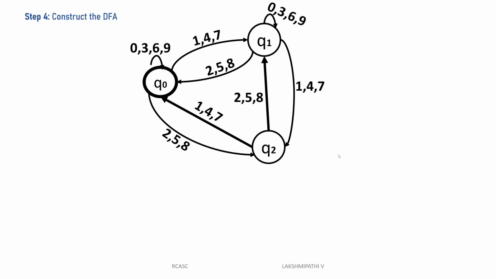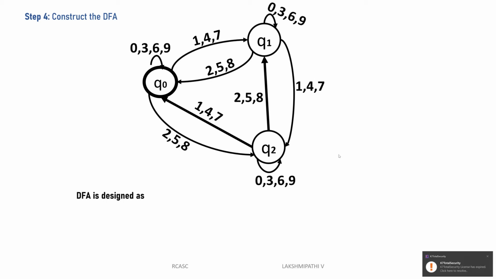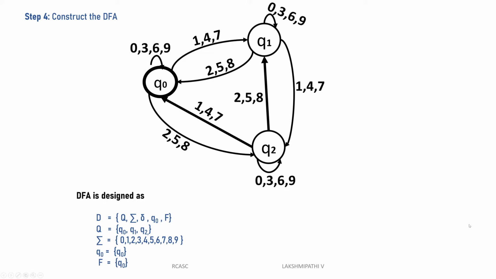Then the DFA can be defined as D equal to (Q, Sigma, delta, q0, F), where Q is equal to q0, q1, q2. Sigma is equal to 0, 1, 2, 3, 4, 5, 6, 7, 8, 9. Then q0 is the start state, F is also q0. Then we can do the transitions.